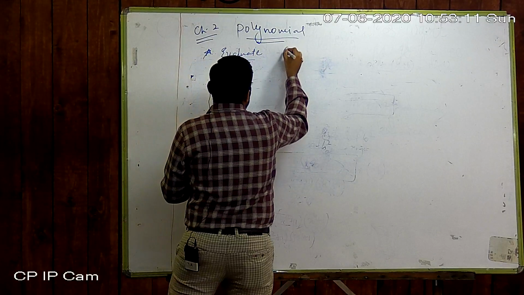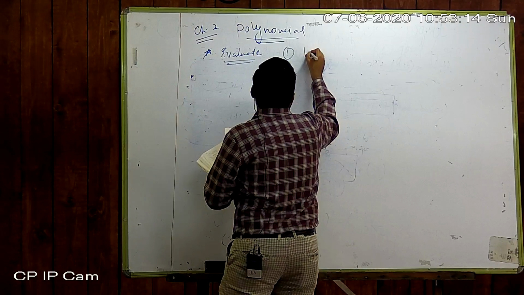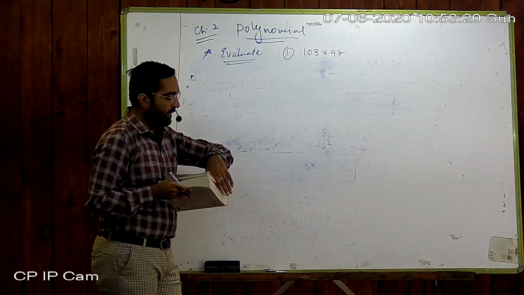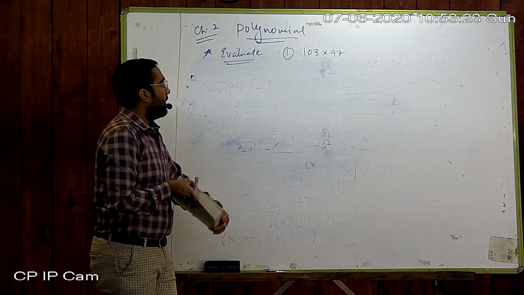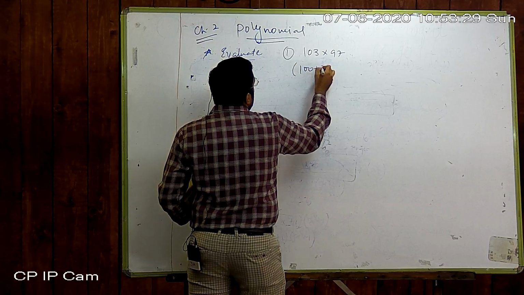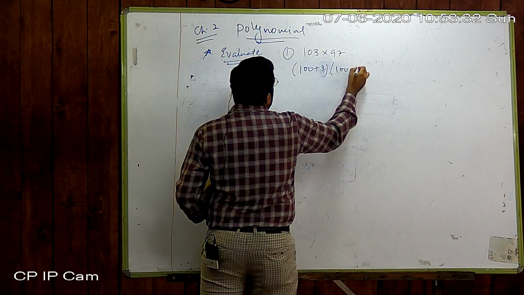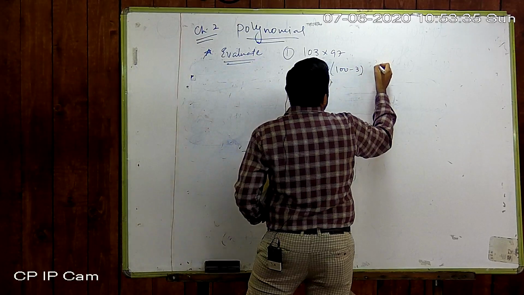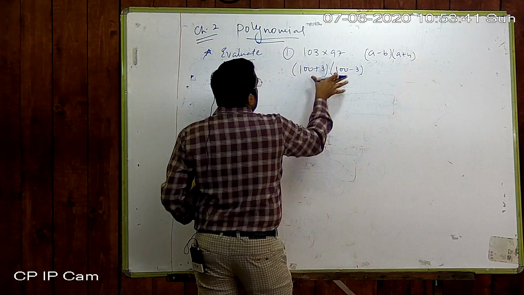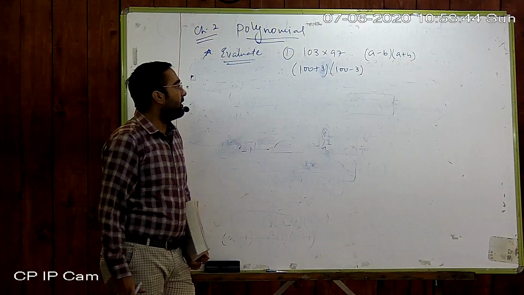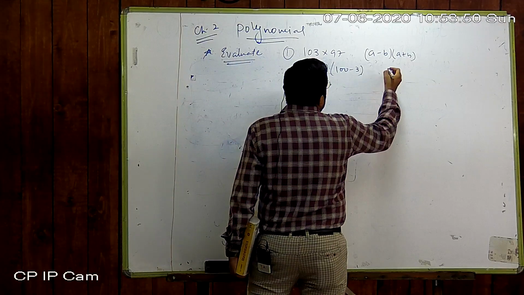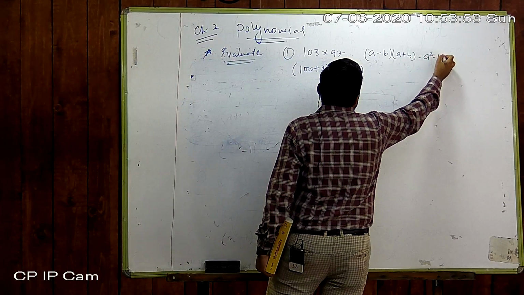So first is 103 multiplied by 97. Okay, 103 multiplied by 97. So as 103 is multiplied by 97, we can split 103 as 100 plus 3 and 97 as 100 minus 3. So another a minus b and a plus b type of formula we use, because in both of the binomials they are the same terms with different signs, okay. So we use a square minus b square.